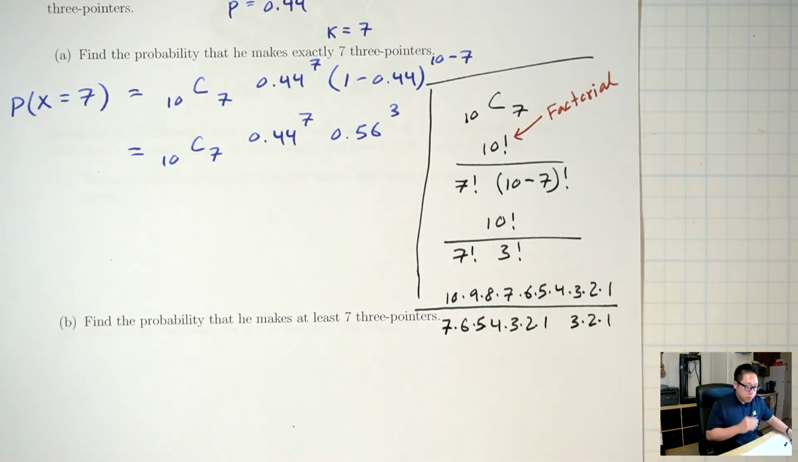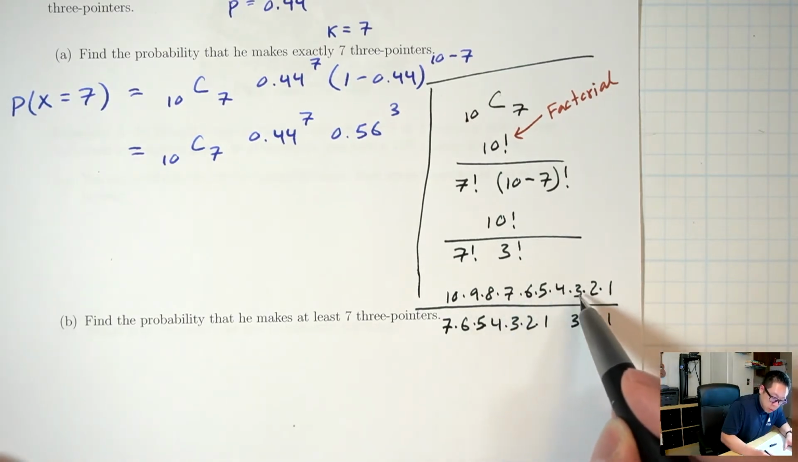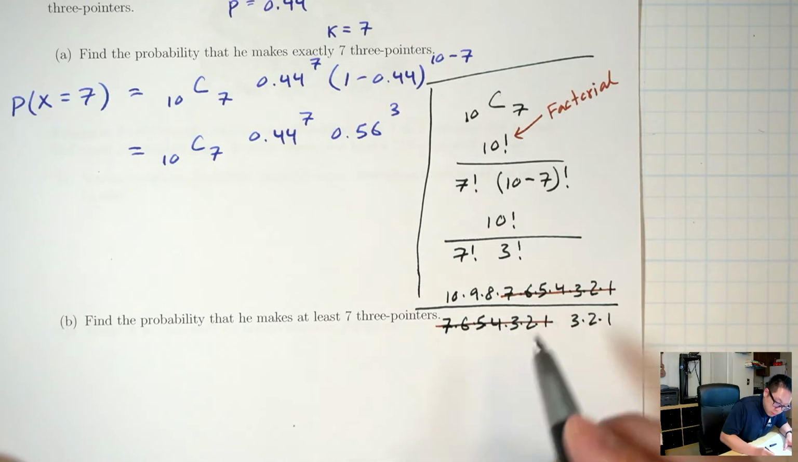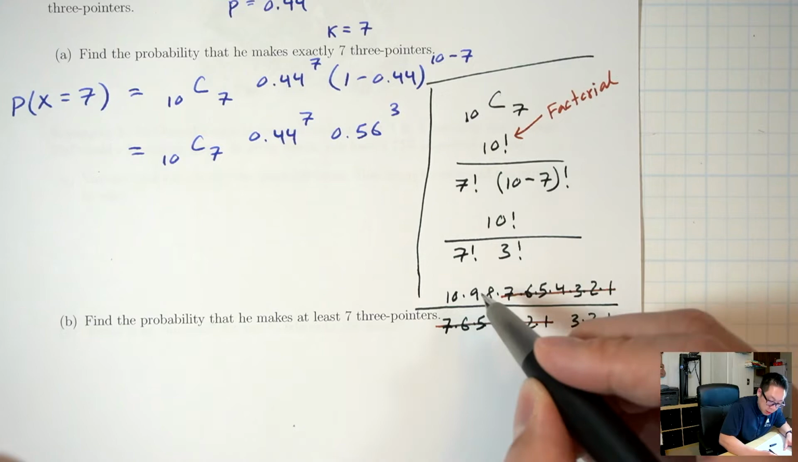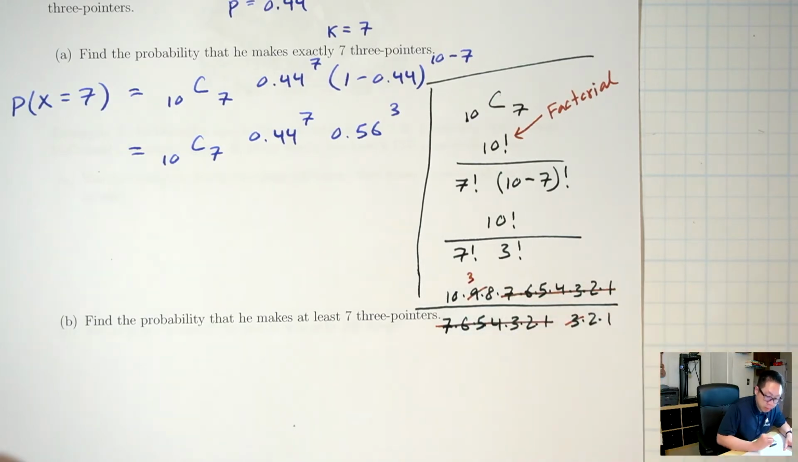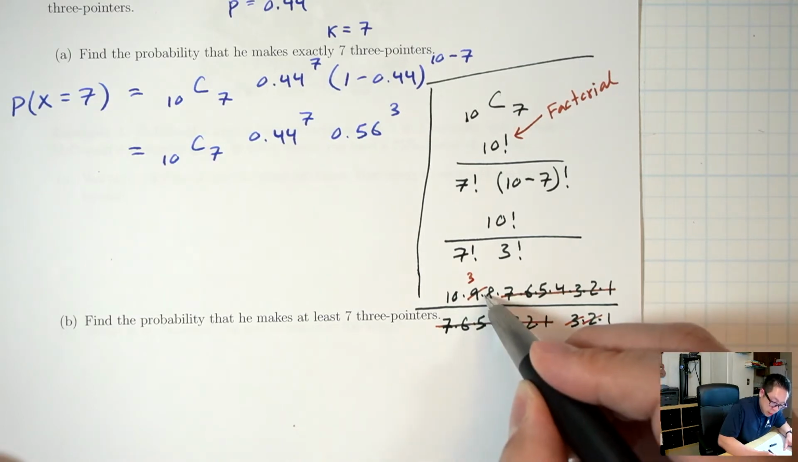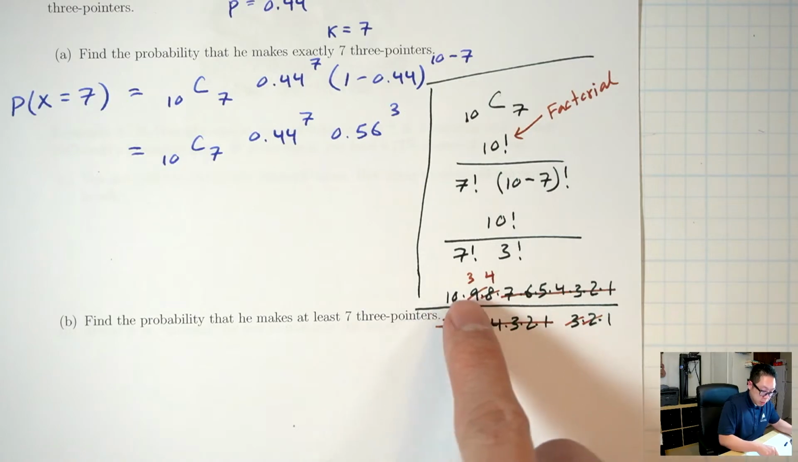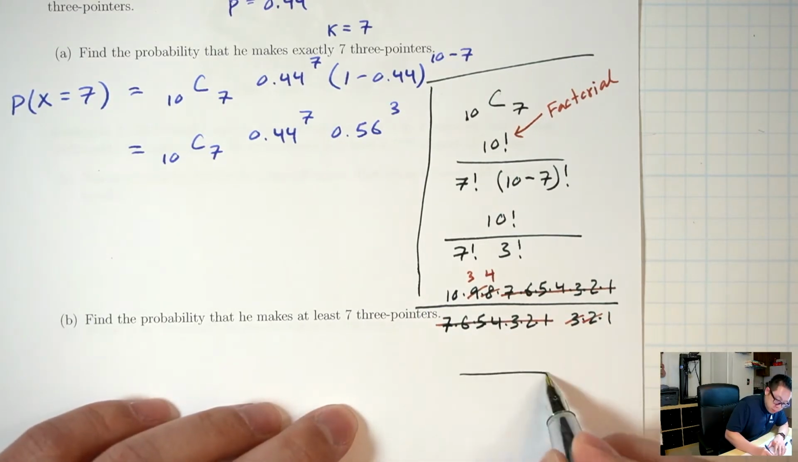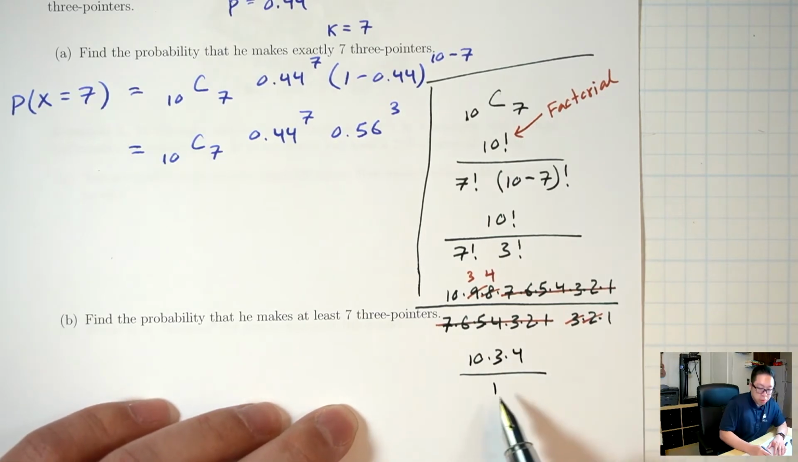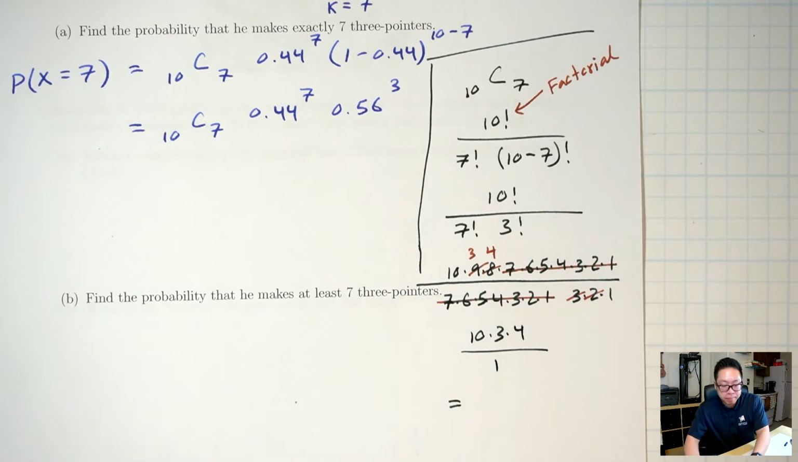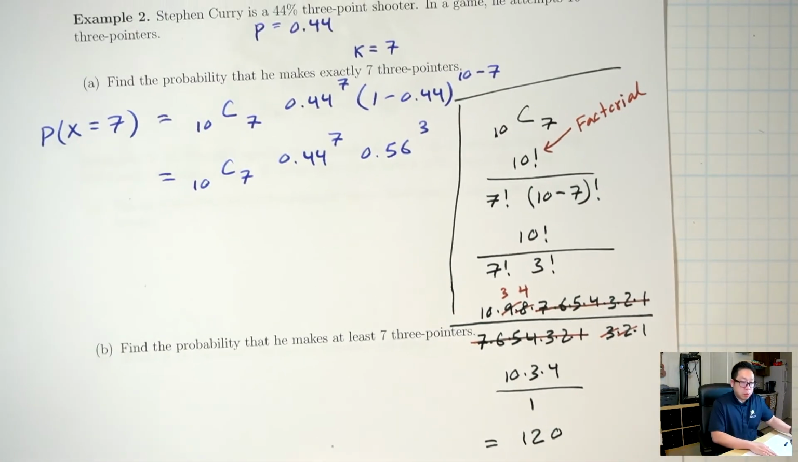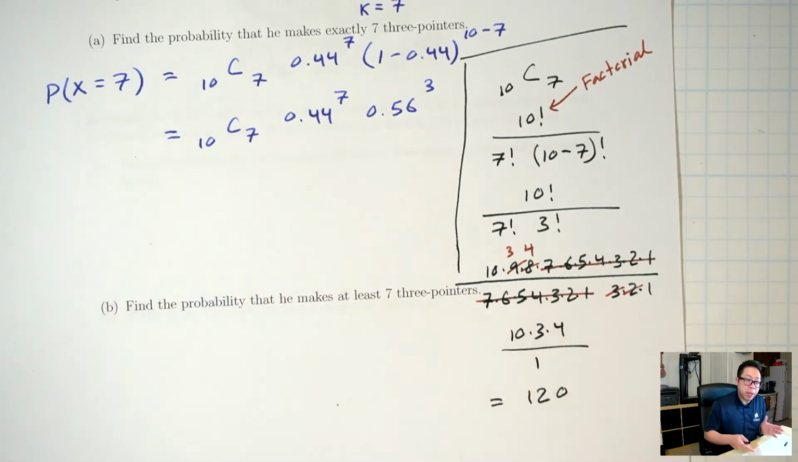Okay? Now, there's a whole bunch of stuff that cancels out. 7, 6, 5, 4, 3, 2, 1 on top is going to cancel with 7, 6, 5, 4, 3, 2, 1 on the bottom. So all of that goes away. And then the 3 on the bottom is going to cancel with the 9, which leaves a 3. The 2 is going to cancel with the 8 and leave a 4 there. So what we have here is on top 10, 3, and 4. On the bottom is just a 1, which you don't really need to write. So 10 times 3 times 4 is 120. So there's 120 different ways that you can choose where he makes those 7 out of those 10.